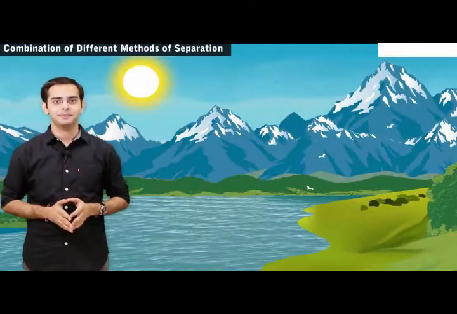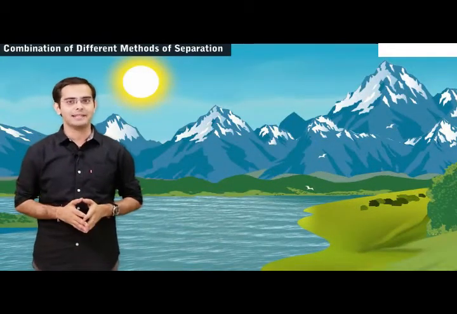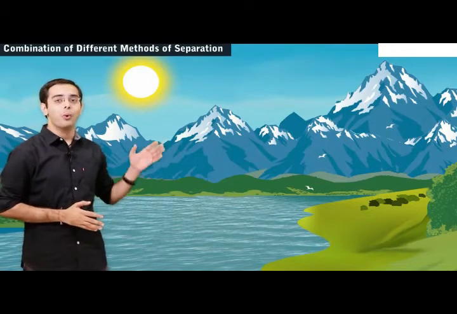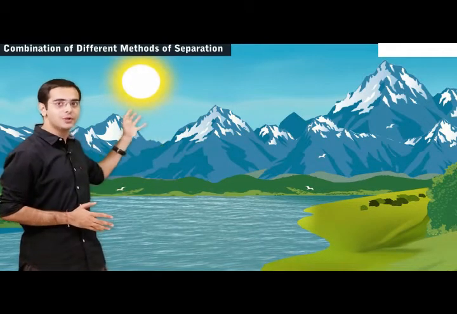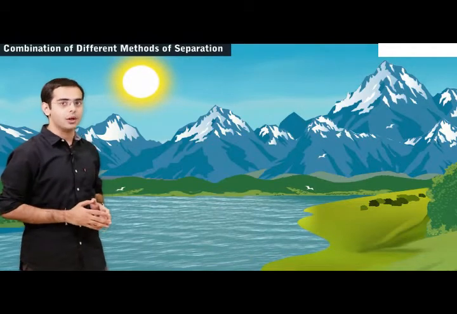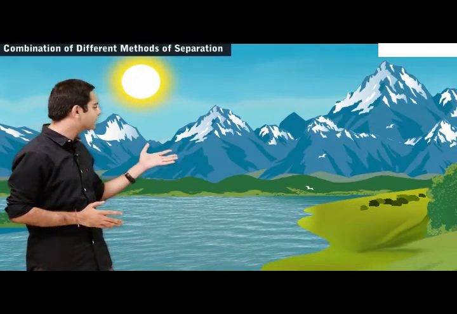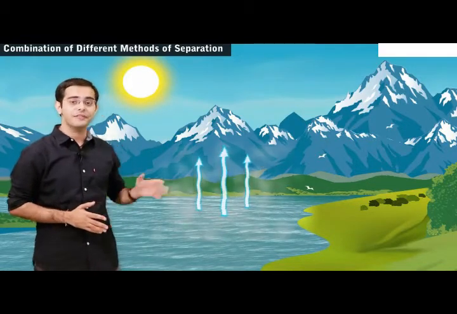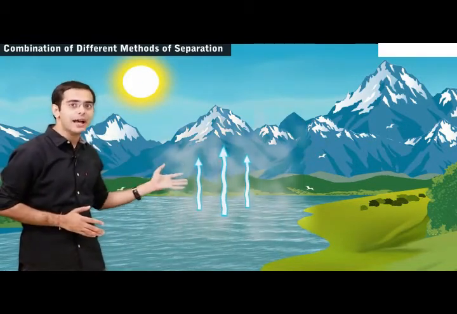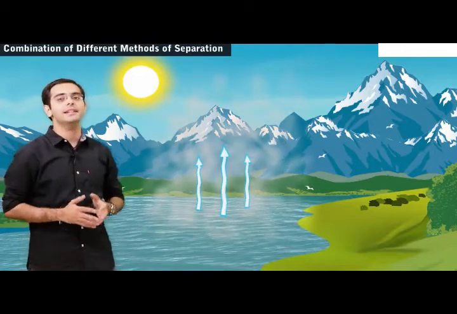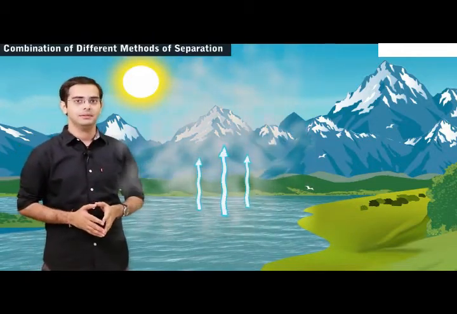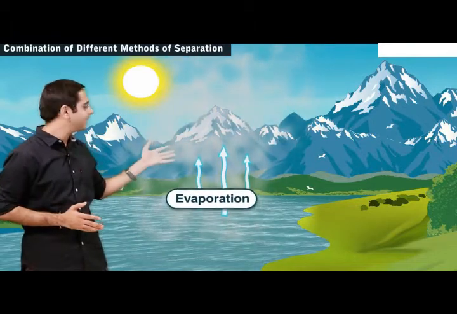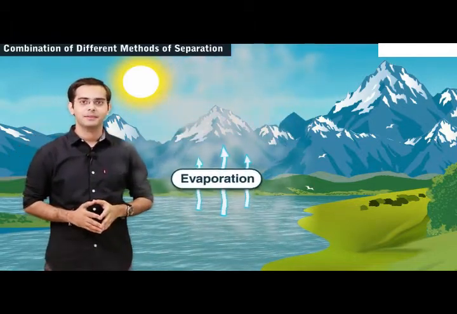Okay, so to answer this question, I need to give you a brief introduction of the water cycle. So let's discuss the water cycle now. In a water cycle, the sun's rays during the day heat the water bodies such as oceans, rivers, ponds, etc. And the water from the surface of these water bodies gradually keeps going into the air in the form of water vapor. Such a process is known as evaporation.